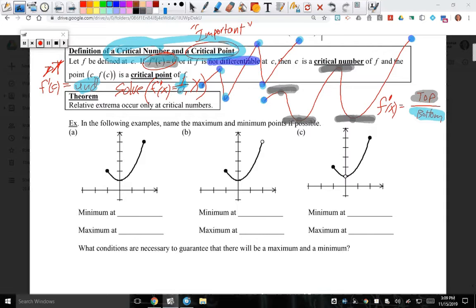Real quick, critical points are just the important ones. If I'm looking at a graph, is that important? No, it's not important. It doesn't tell me that it's about to become a min. It's in between important points, but that is not an important point. Important points, we're going to only deem as those that are equal to 0 or undefined.